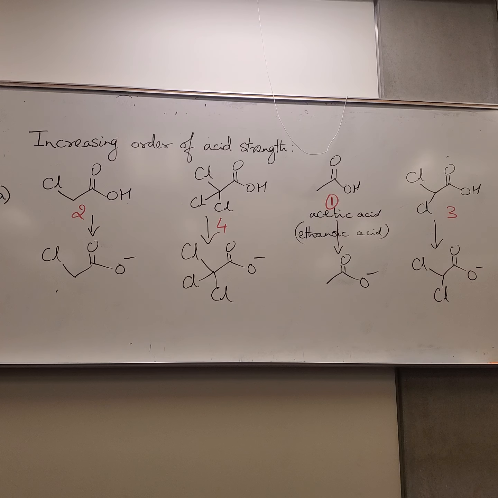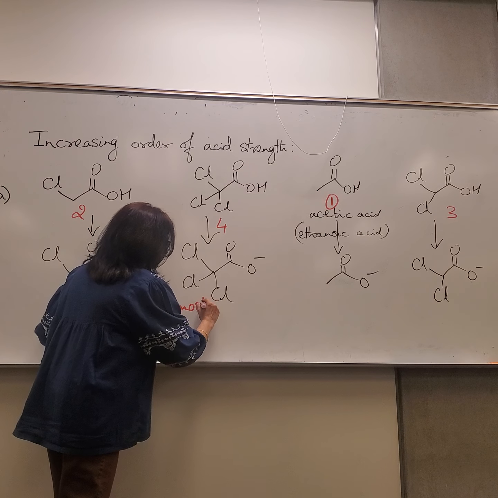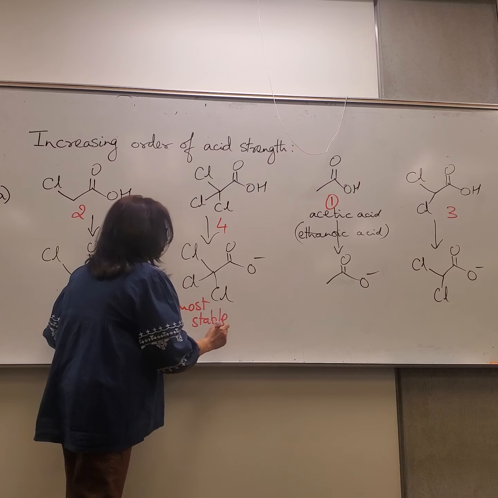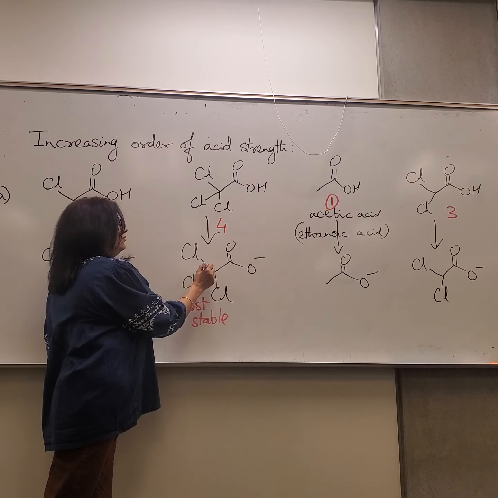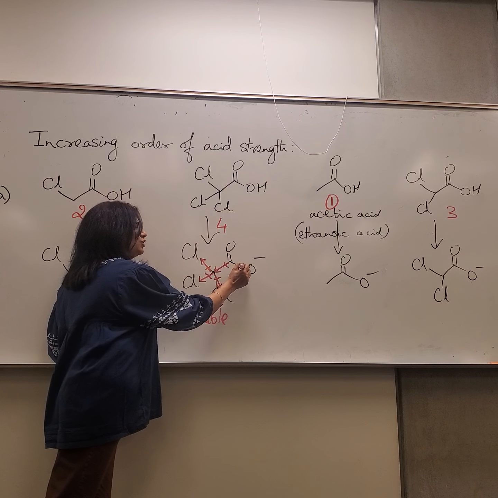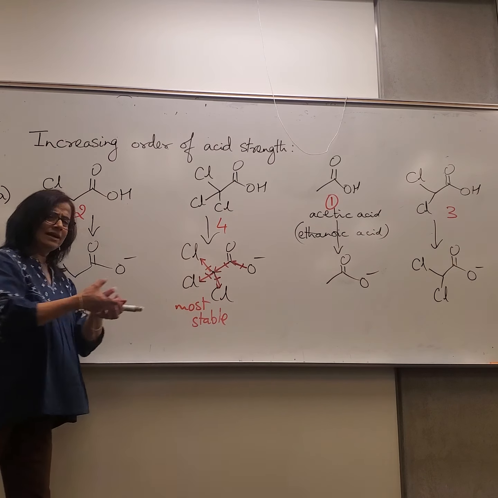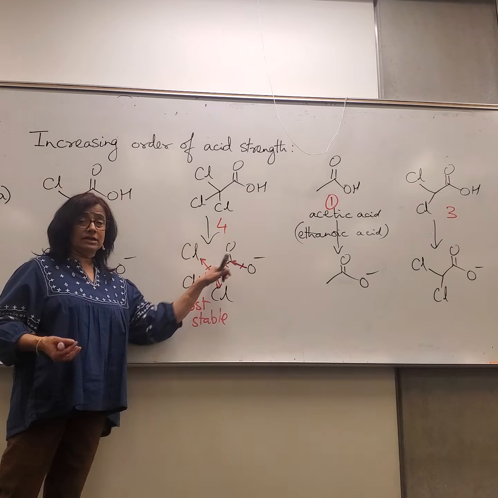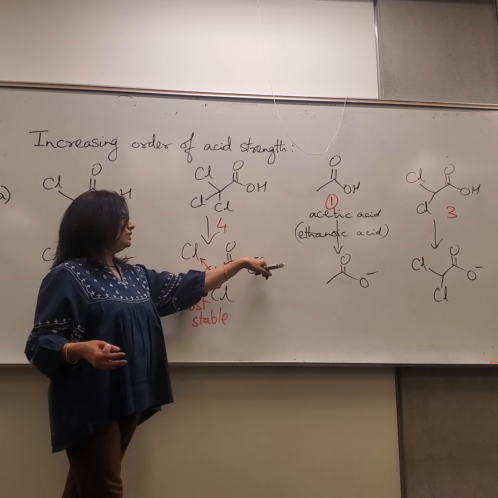Okay, now that we have those structures, which of these is the most stable conjugate base? 4. Why is that the most stable conjugate base? Because the chlorines are very electronegative, so they're going to pull electrons close. They will pull electron density in the sigma bonds towards themselves. What is that called? Inductive effect. Three chlorines are pulling that negative charge away from oxygen via inductive effect. Agreed? Which will stabilize. What will that do to the negative charge?